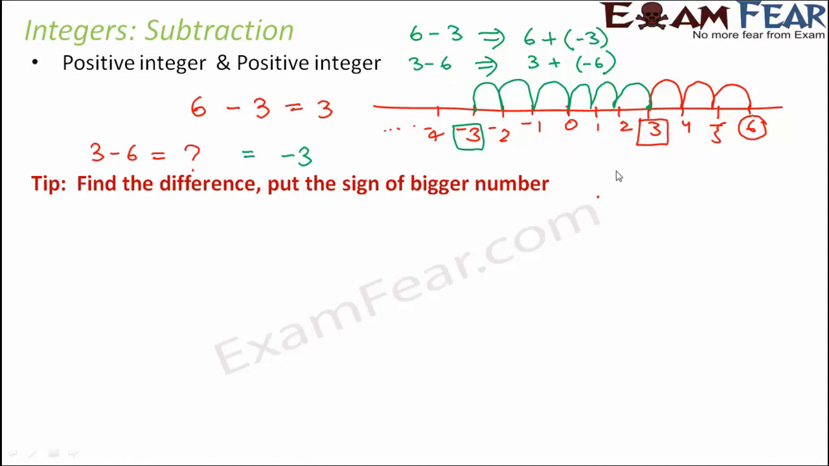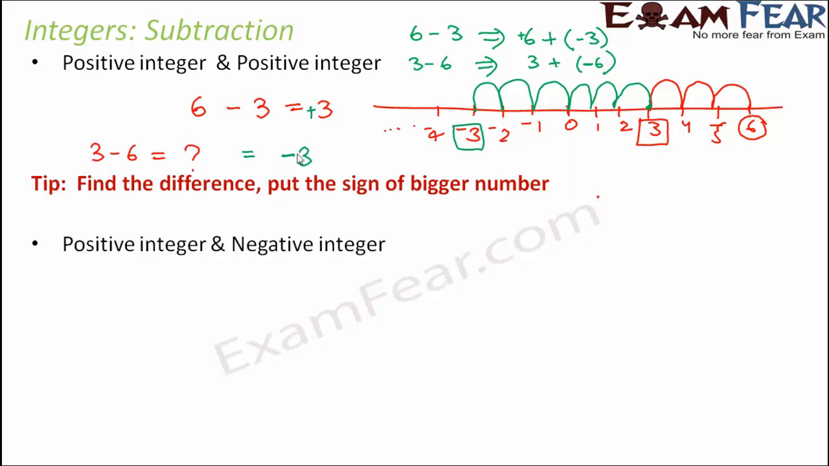So subtraction of two positive integers is basically the same thing as addition of one positive and one negative integer, and that is why we are going to follow the same tip. Find the difference, put the sign of the bigger number. In the first case, the bigger number has a positive sign, so the result was positive. In the second case, the bigger number has a negative sign, and therefore the result is negative.